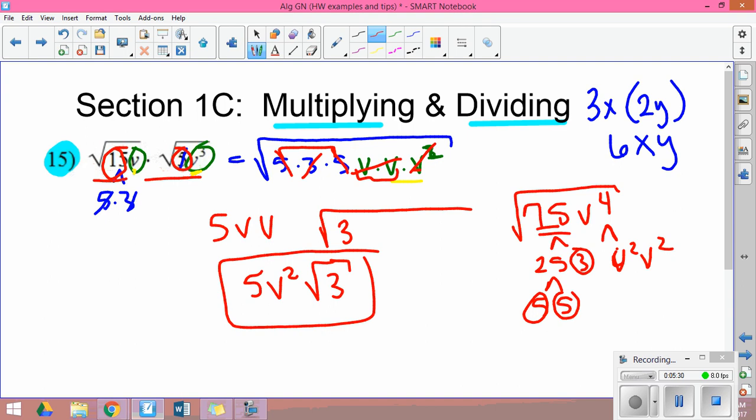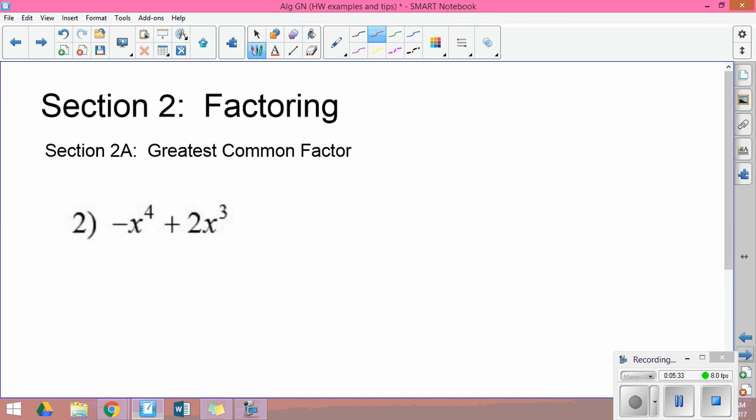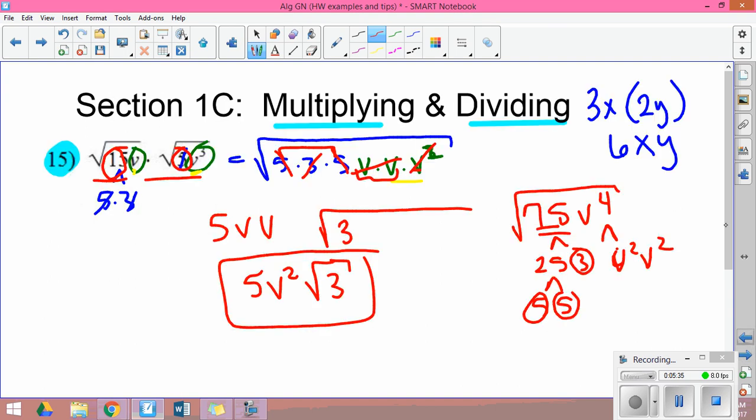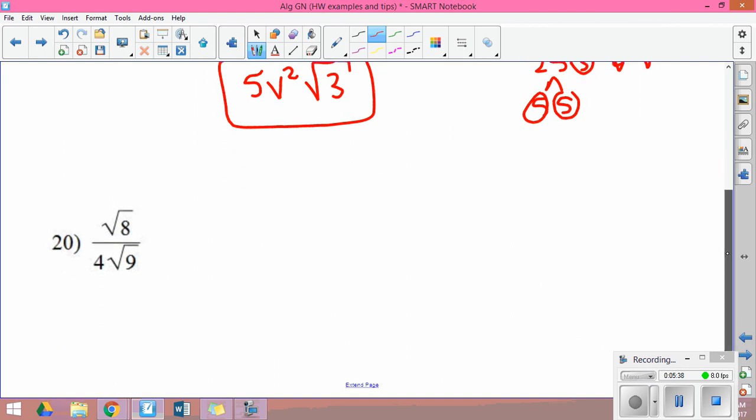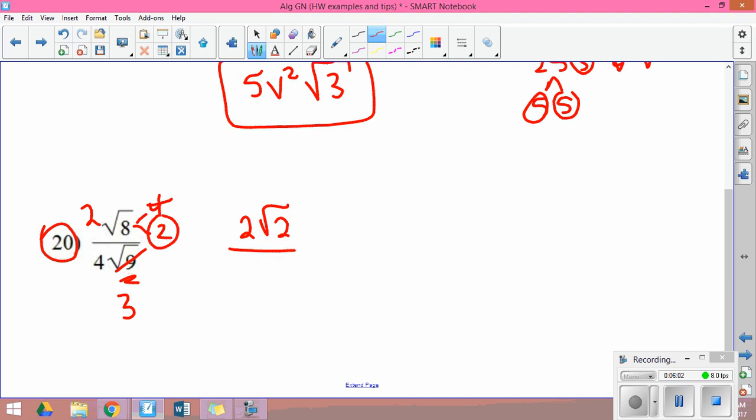If you glance down in your homework to, for example, number 20, I just want to quickly go through. Don't be alarmed with this root in the bottom. Just go ahead and simplify your roots like normal. The square root of 9 is 3. 8 is 4 times 2. The square root of 4 is 2. So I'm going to have 2 square roots of 2. This 2 gets left over. Square root of 9 is 3, so the radical is gone, and I have 4 times 3 in the bottom.